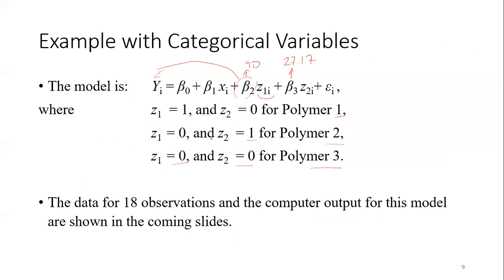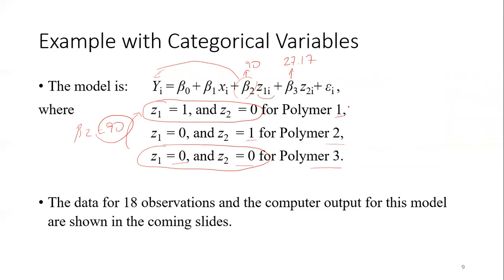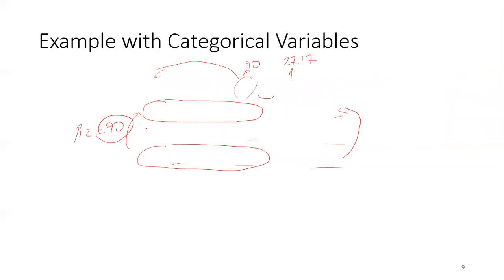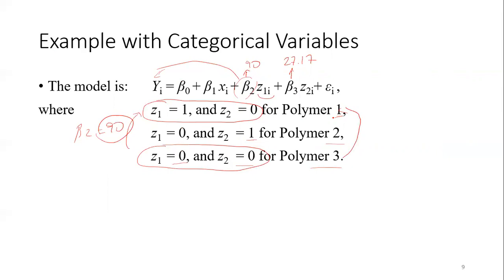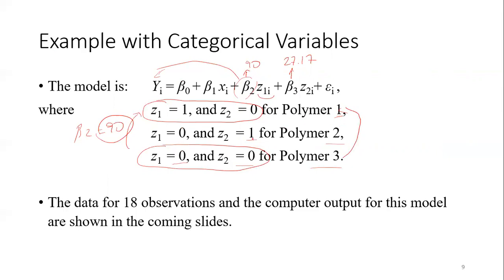So what does this mean? Just look at this one. All of them are 0, and only Z1 is equal to 1. So the difference between these two things is beta 2, which is equal to 90. So what does 90 mean? 90 means the difference between polymer 3 and polymer 1. Y was the amount of suspended solids, so the amount of suspended solids in polymer 1 is greater than polymer 3 by 90.